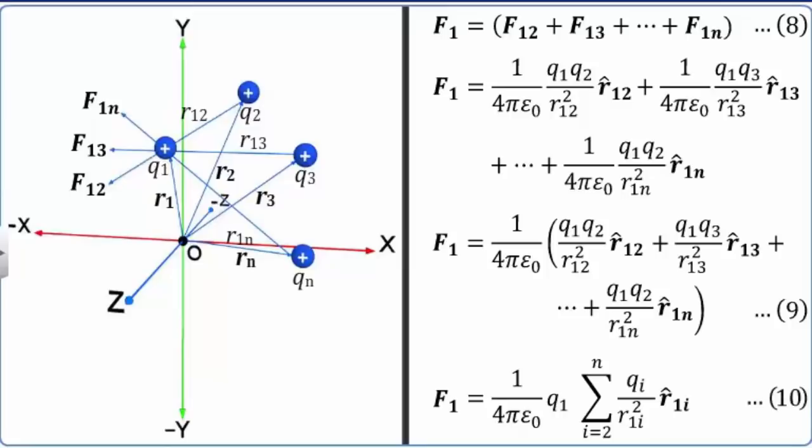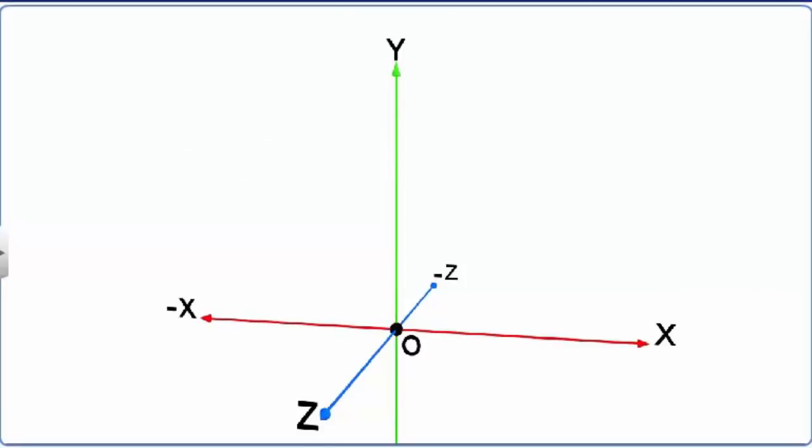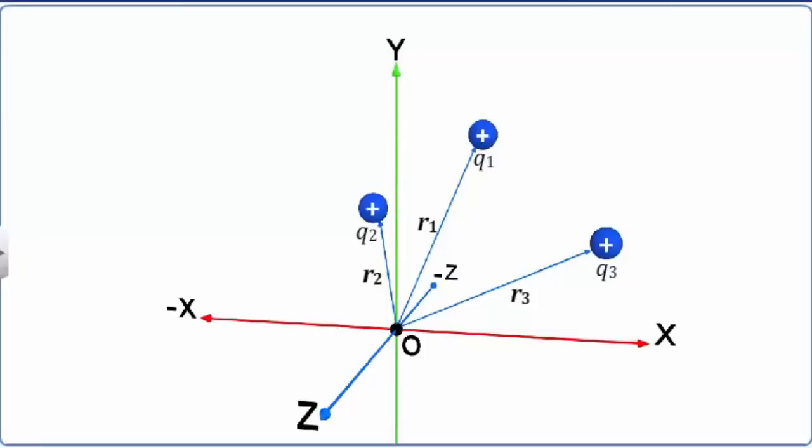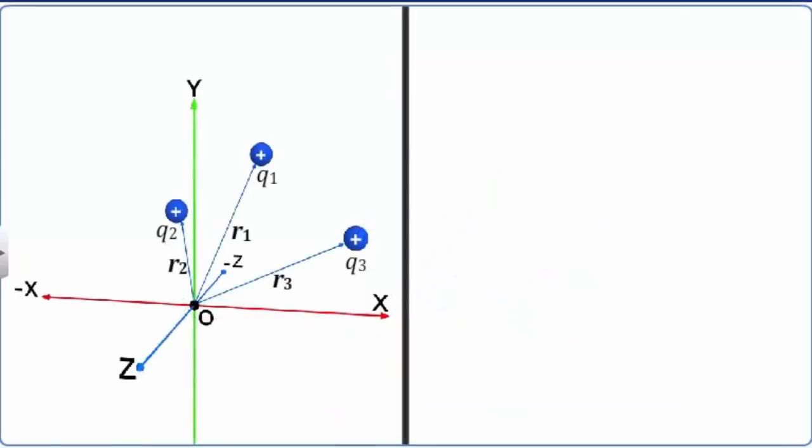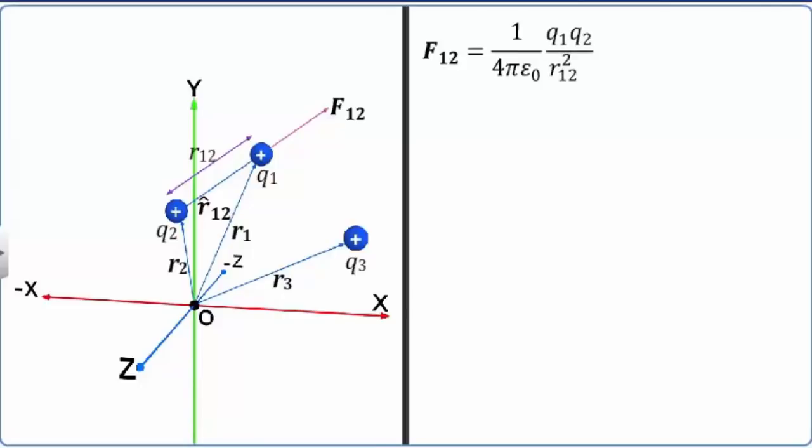To understand the superposition principle more clearly, consider the charge configuration consisting of charges Q1, Q2 and Q3 with position vectors R1, R2 and R3 respectively with respect to the origin O. F12 is the force on the charge Q1 due to Q2 and is equal to 1 by 4 pi epsilon naught Q1 Q2 by R12 square into R12 cap. R12 is the distance between Q1 and Q2 and R12 cap is the unit vector in the direction of the force F12.